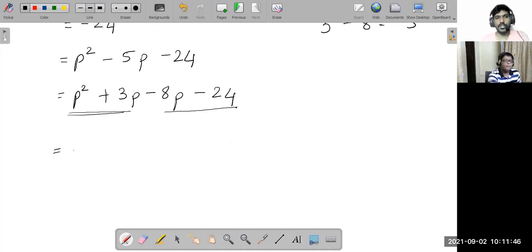This pair, what can you see? P is common. Just P is common. Inside the bracket, P plus 3.